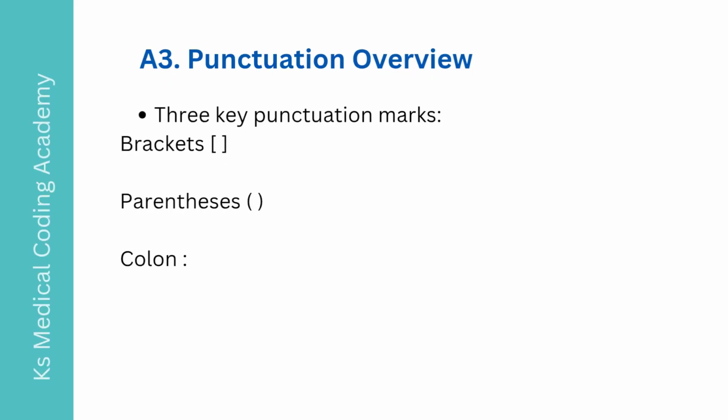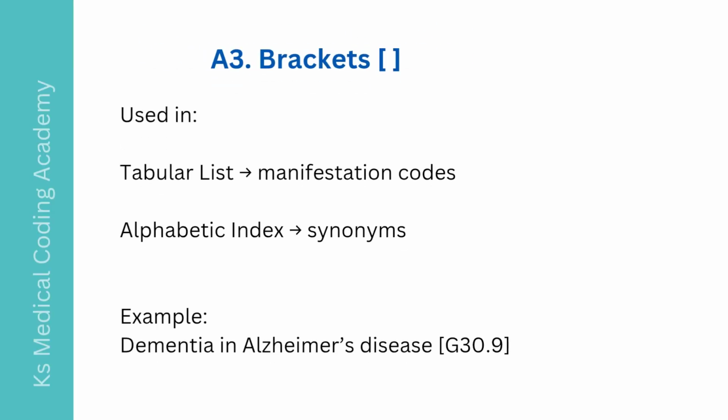Punctuation Overview. ICD-10-CM uses special punctuation, brackets, parentheses, and colons. Each symbol has a distinct meaning that affects code selection. Brackets. Brackets commonly enclose manifestation codes or synonyms in the tabular list. For example, a term in brackets may indicate the manifestation code that should accompany an etiology.